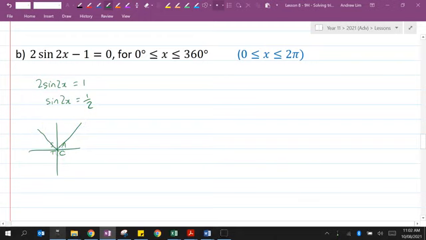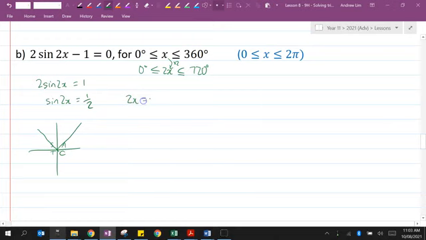And now I can work out my reference angle. However, I need to have a look at this. And I notice that this is a compound angle, so it's going to change my domain. So we've got 2x here. Going to times everything by 2. So 0 times 2 is 0. 360 times 2 is 720. Here's my new domain.